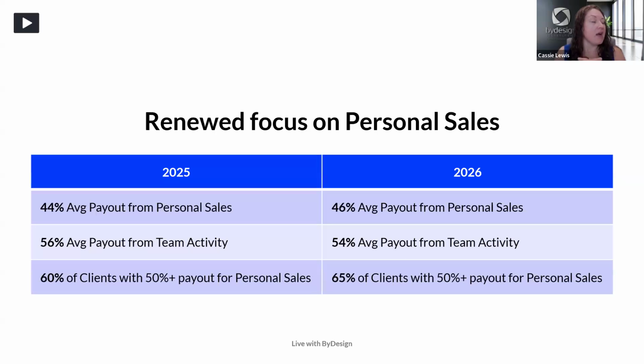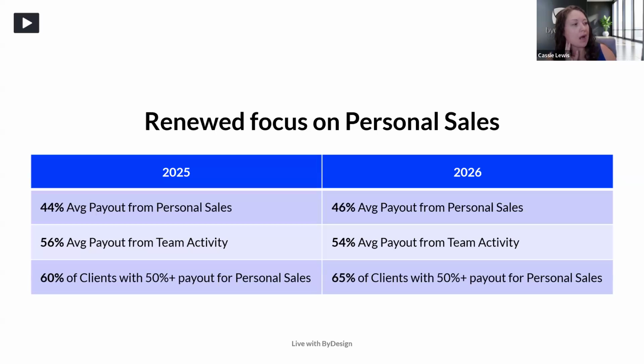And then finally, we are seeing a renewed focus on personal sales. I personally believe that a lot of this is driven by compliance and some of the stricter guidelines on how we can compensate within our industry. But we are seeing, just from last year to this year, a 2% shift in the focus from team activity to personal sales. And this is what that means.